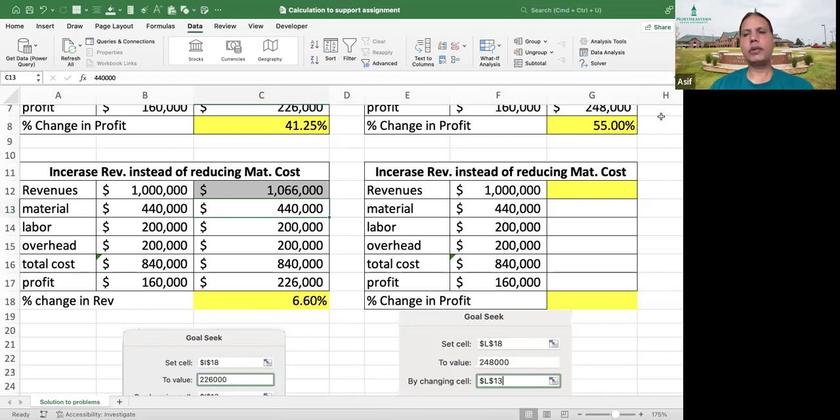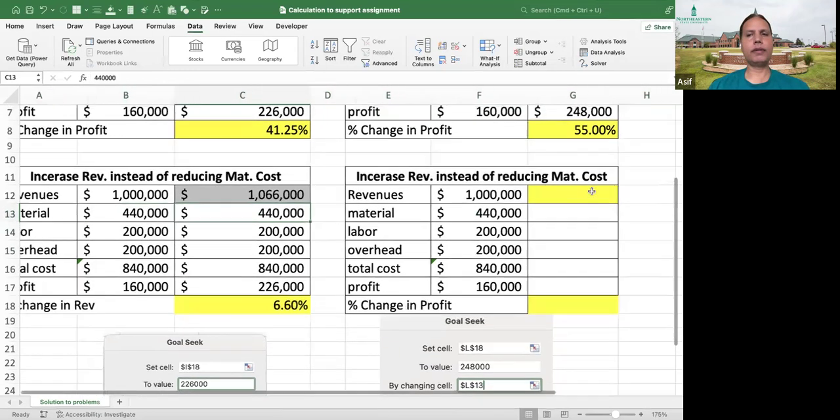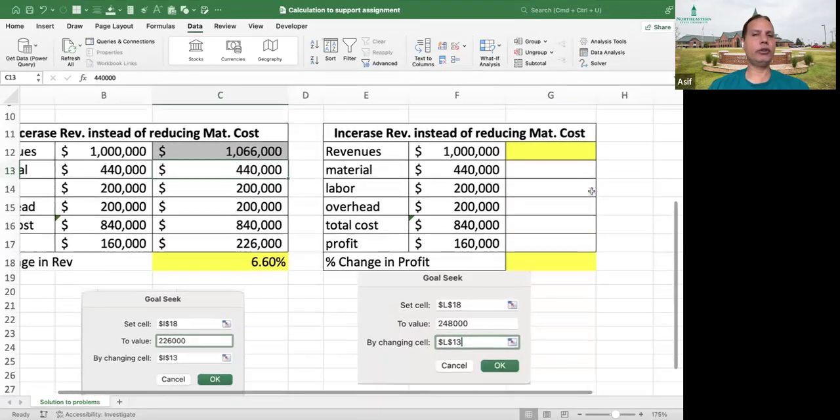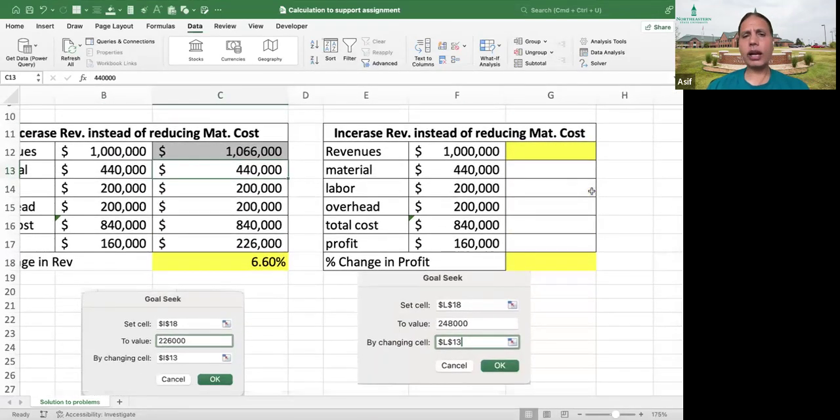Okay, now I want you to do this problem yourself and tell me what answer you get. Again, the idea is the same: this is material cost. We are not going to reduce this material cost. We want to keep it the same. Labor cost would remain the same. Overhead would remain the same. And total cost, which depends on material, labor, and overhead, would also remain the same, like this one.